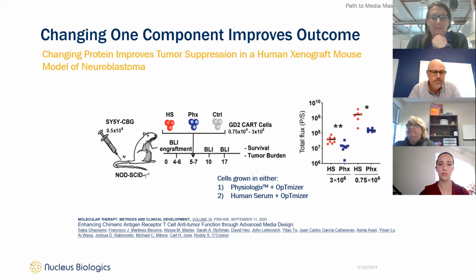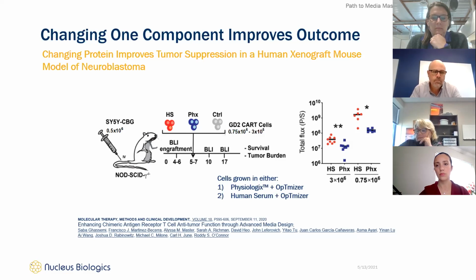Sure. Hi, everyone. So this is work that we published last year in collaboration with Nucleus Biologics, and as Brad mentioned, we realized that there was an underappreciated role of components in the media, and how, if you change components, that would enhance and affect cell therapies. So here, for example, we showed that if we change one factor, and here we replace serum with physiologics, which is basically concentrated growth factors, it enhanced the potency of CAR T cells in a xenograft model of neuroblastoma, actually.